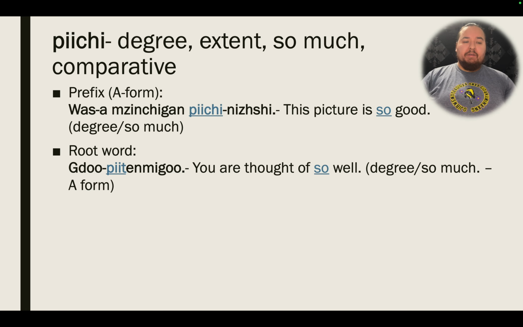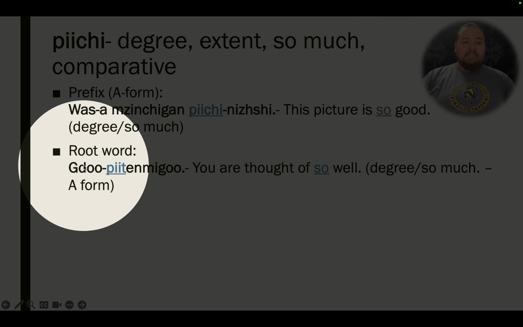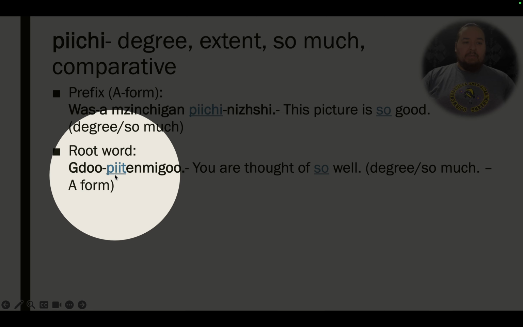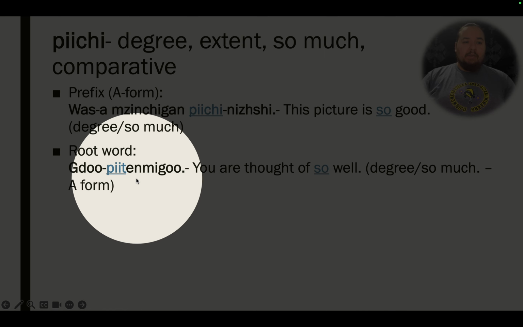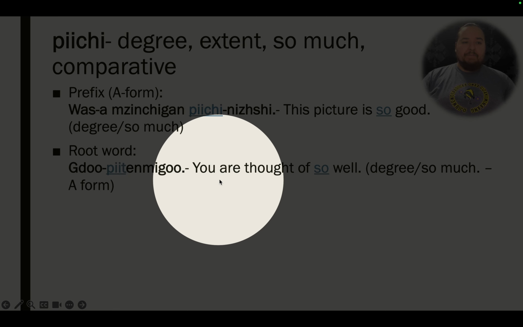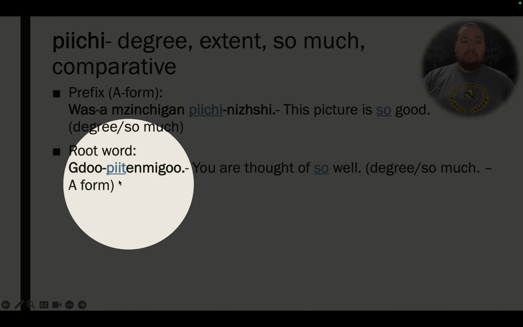Next, we have a root word variation. So we have Gdo Piten Migol, so you're thought so well of. So Gdo is our extended pronoun for you. And then in root word, instead of piche, it's pit because of the vowel sound following it. So Piten Migol. Piten, you were thought of so well. And then ego is just by an unspecified person. So you are thought of so well. So again, it's the degree or so much.